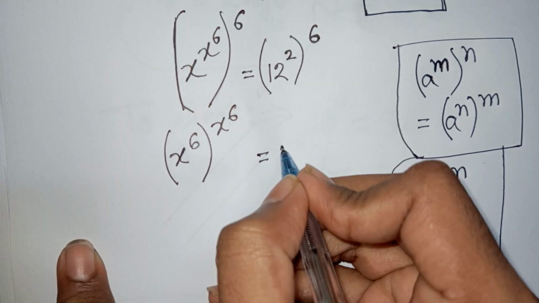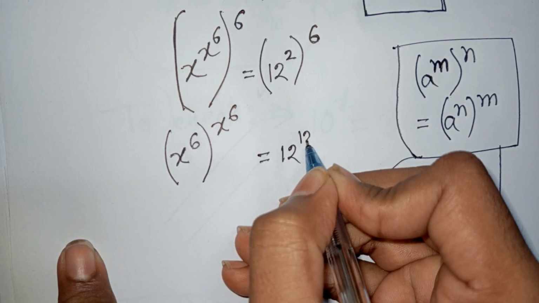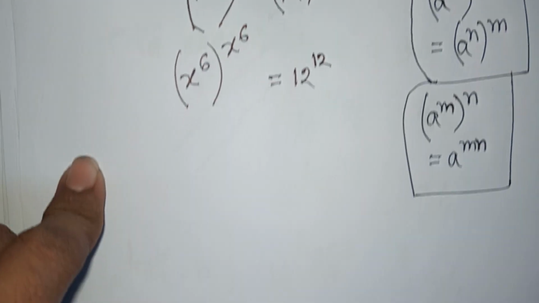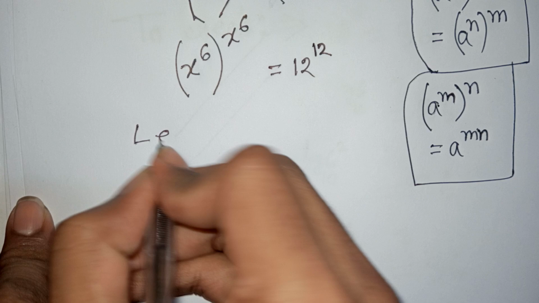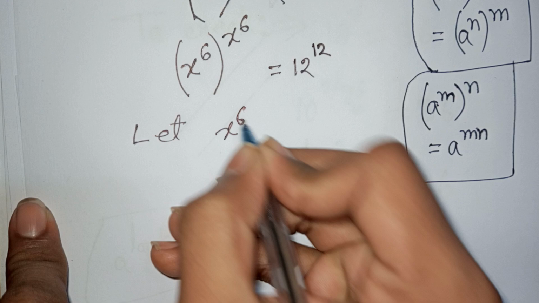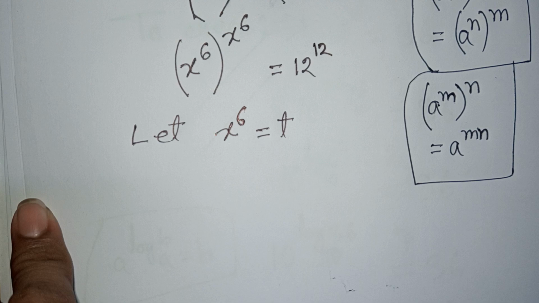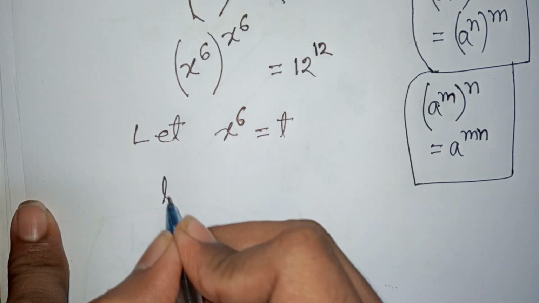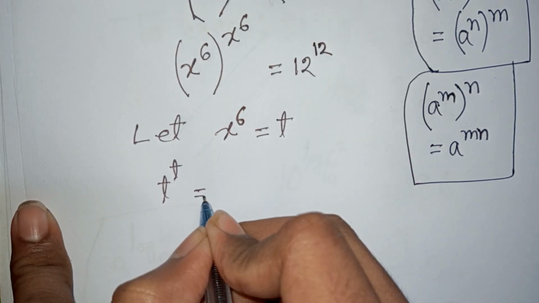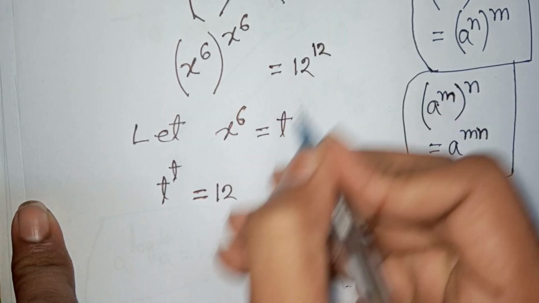So it will be 12 power of 2 times 6, that means 12 power of 12. Now let x power 6 be substituted by t. So our equation will be t power t is equal to 12 power of 12.